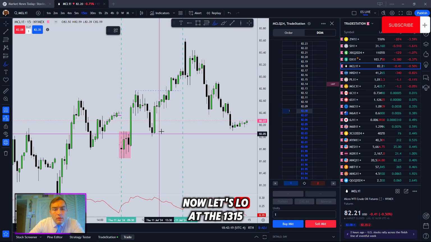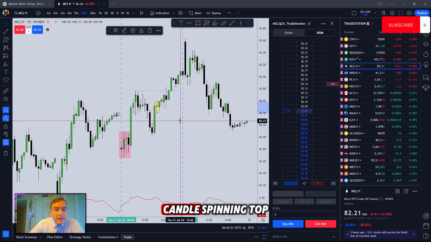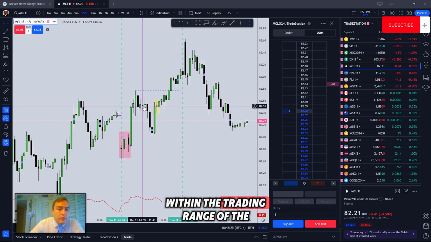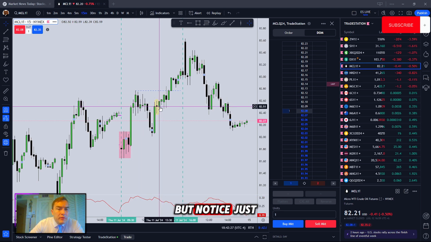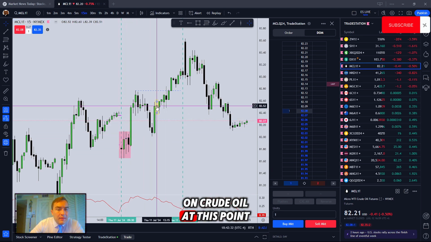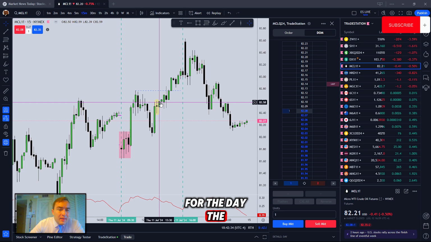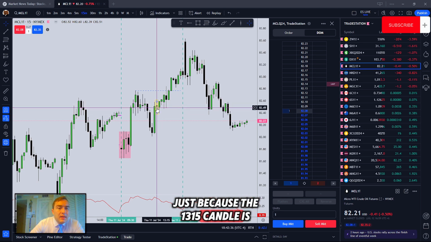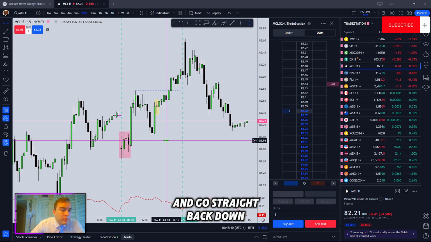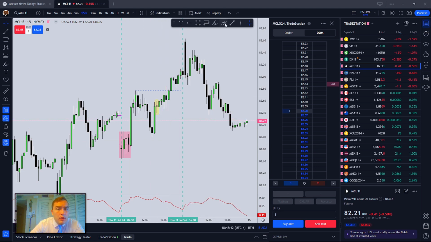Okay, now let's look at the 1315 candle. Spinning top, indecisive candle within the trading range of the prior candle. But notice, guys, just as long as you already have an upward bias on crude oil at this point for the day, just because the 1315 candle is a black candle does not mean that the market is going to reverse and go straight back down. In fact, it probably won't.